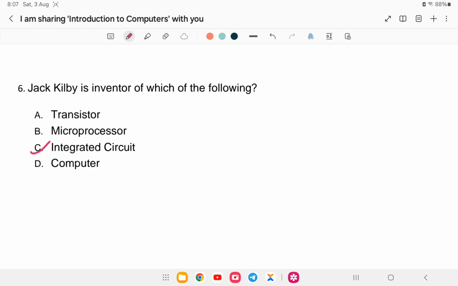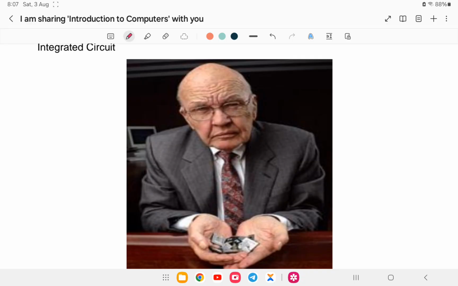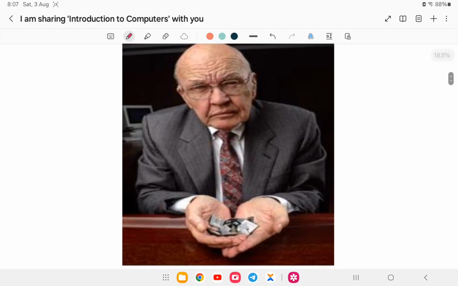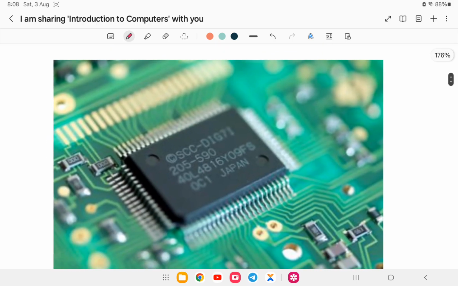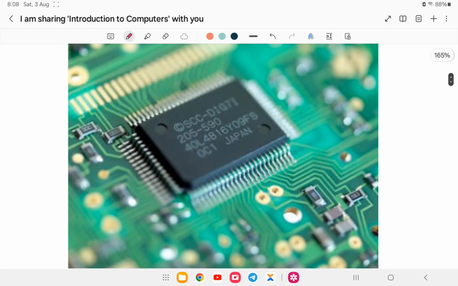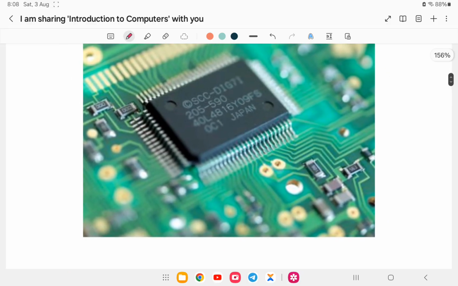So let us study about what is IC. As you can see in the photo, this is the inventor of the integrated circuit, that is Jack Kilby. And the IC looks somewhat like this, the integrated chips you can see here. So I hope you're through with this. Let us go to the next question.